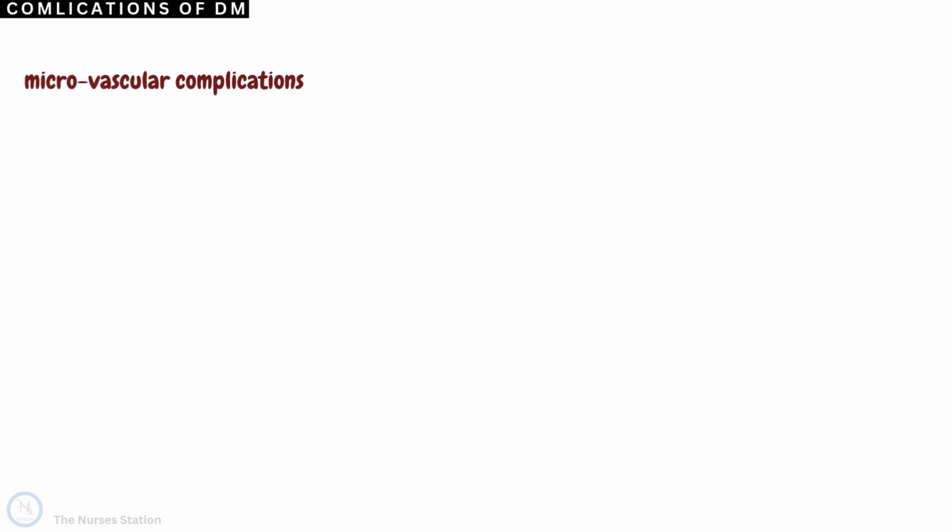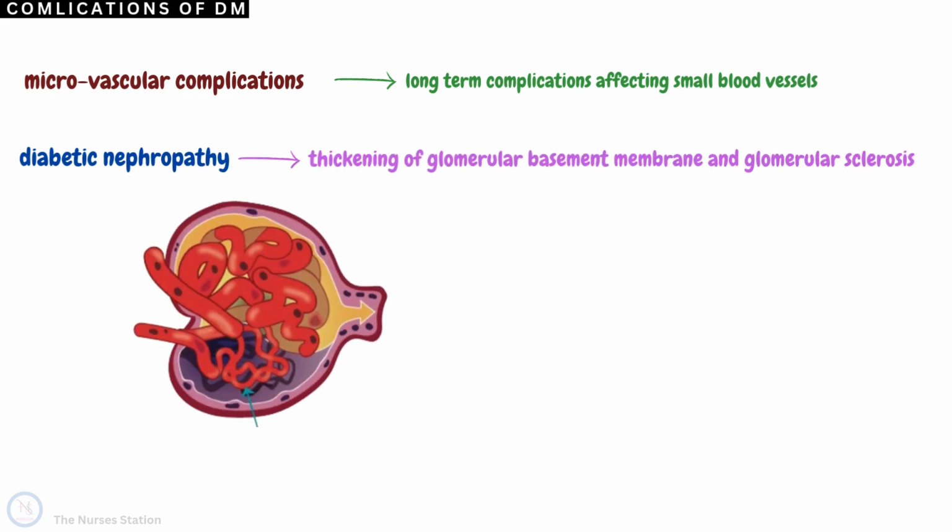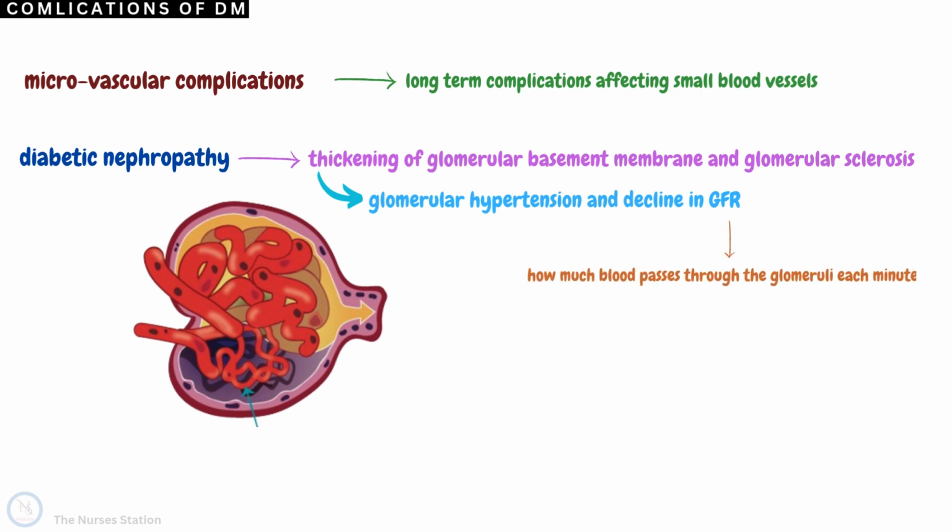Microvascular complications of diabetes mellitus are those long-term complications that affect small blood vessels. The three common and devastating microvascular manifestations of diabetes mellitus are diabetic nephropathy, neuropathy, and retinopathy. Diabetic nephropathy is characterized by thickening of glomerular basement membrane and glomerular sclerosis. These changes cause glomerular hypertension and progressive decline in the glomerular filtration rate, or GFR. GFR estimates how much blood passes through the glomeruli each minute.